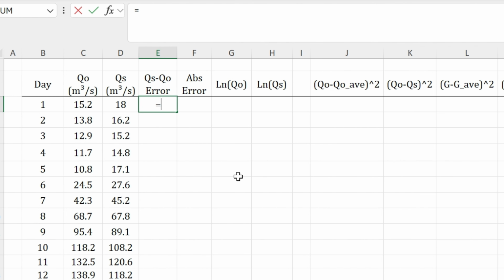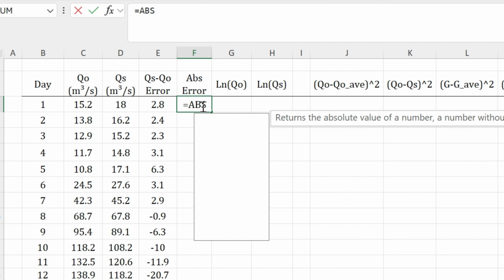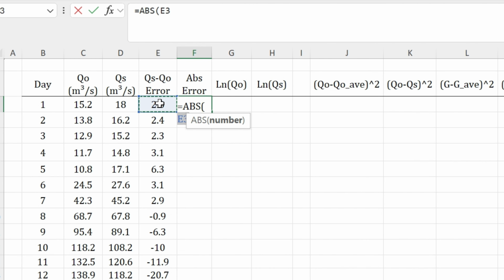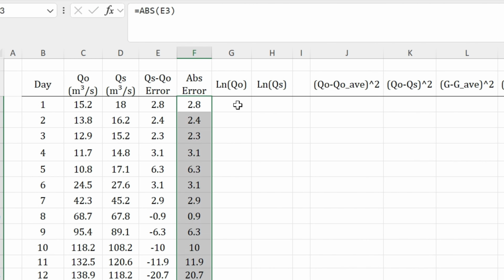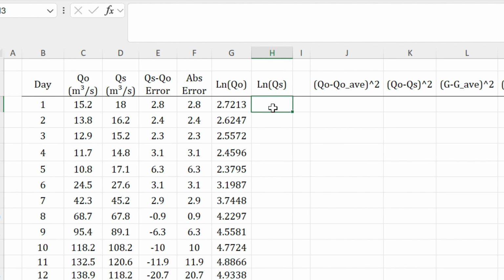I start with the error. It's very simple. It will be the simulated value minus the observed one. And then I'm going to drag it down. And after that, I'm using the absolute function in Excel in order to find the absolute value. Drag it down. Then ln, I'm using the ln function, natural logarithm, and that will be for the observed and will be dragged down. Same thing for the simulated value. And then drag it down.